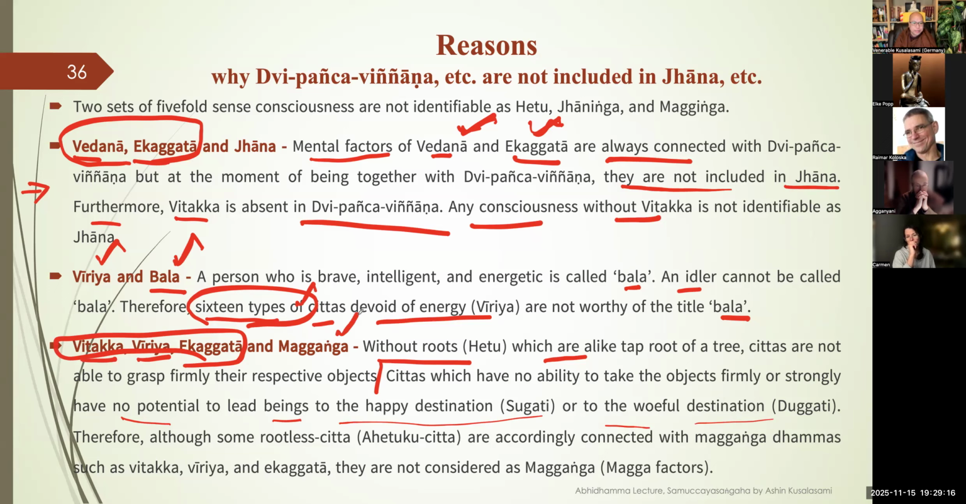We are talking about the Maggaṅga. What you need to know is that Magga factors are able to lead beings to the happy and woeful destinations and to Nibbana. So if a consciousness does not have the hetu roots, that consciousness cannot be Maggaṅga. Therefore, although some rootless, ahetuka citta are accordingly connected with the Maggaṅga dhammas, such as Vitakka.